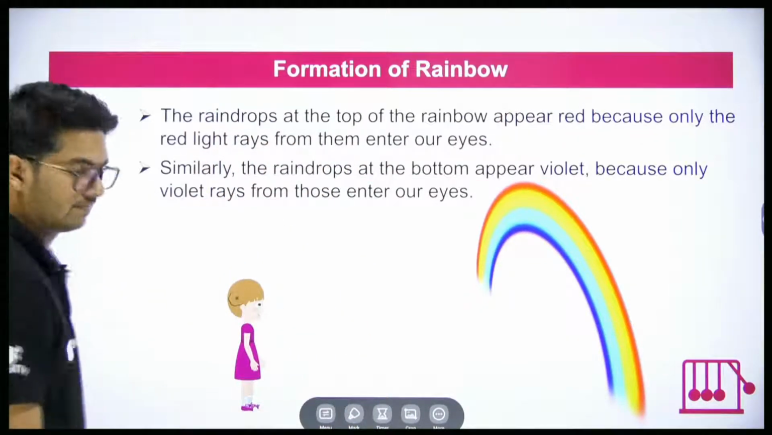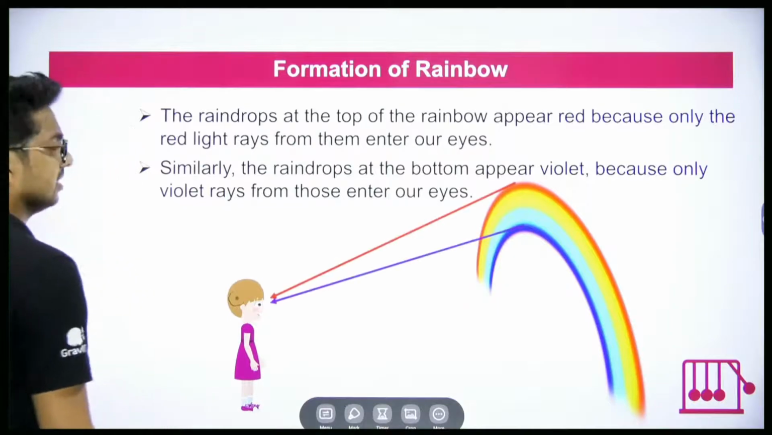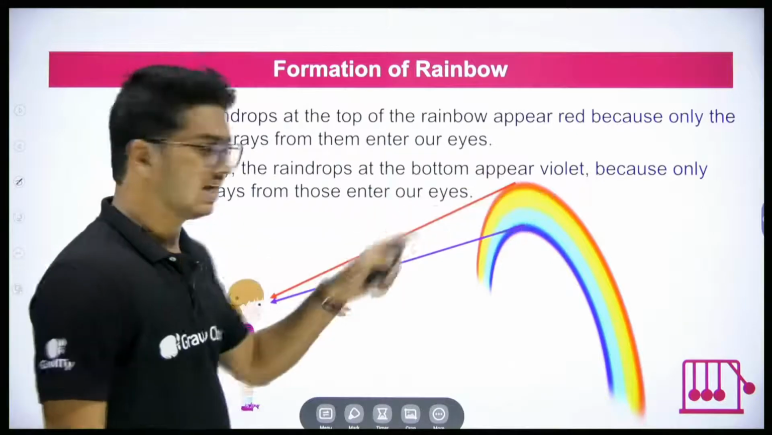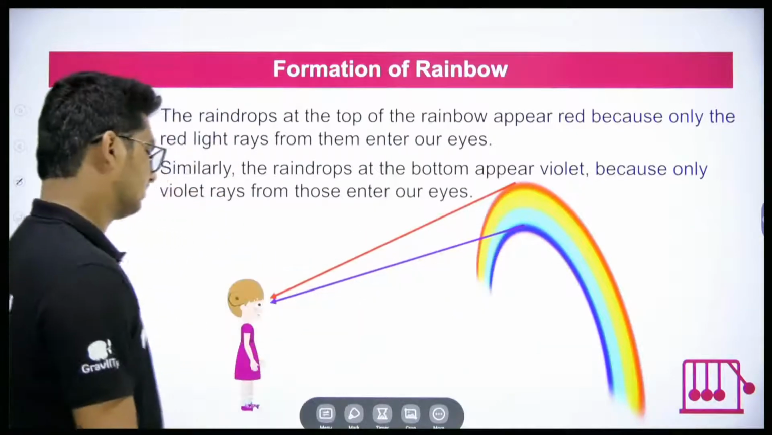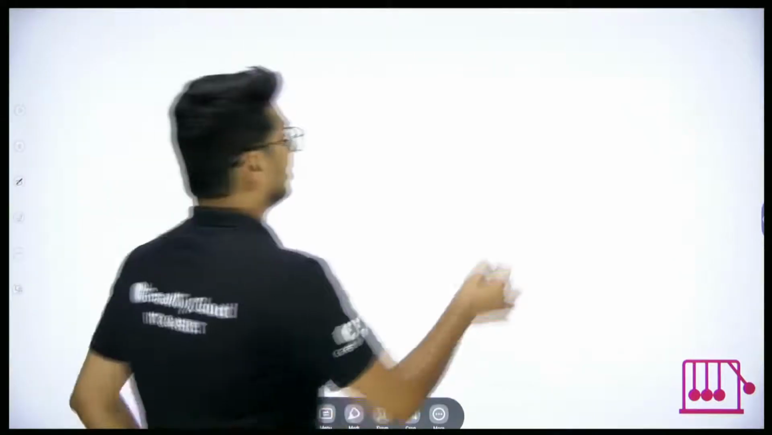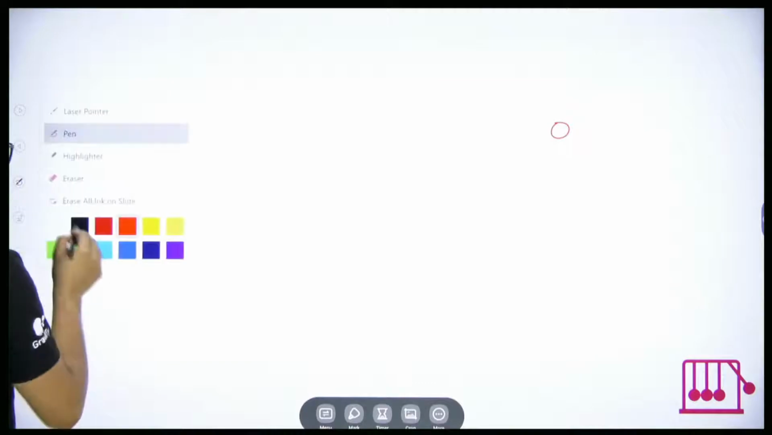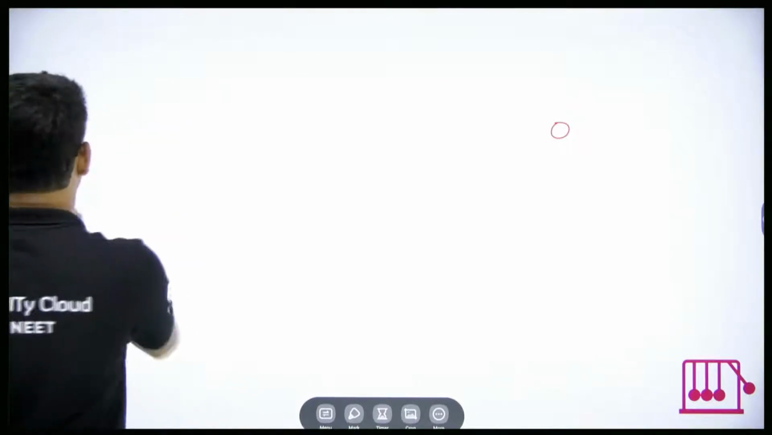Good. I'll show you another interesting thing here. See here, red color and violet color. At the red end we get red color, at the violet end we get violet color. Simple. Now I'm thinking, sir, from one raindrop also we get both the colors. Yes, but that raindrop will be very far away.